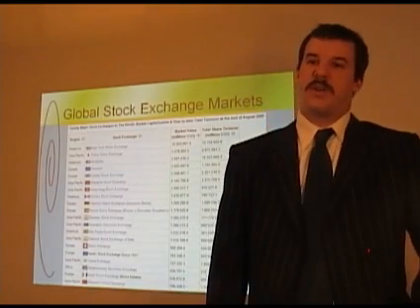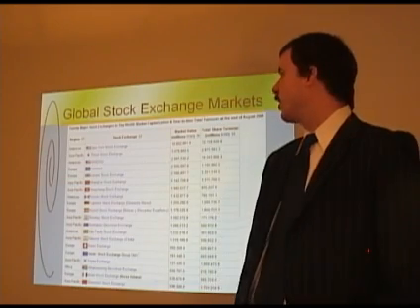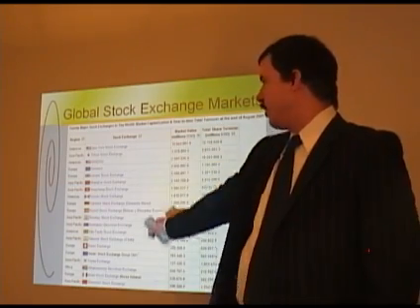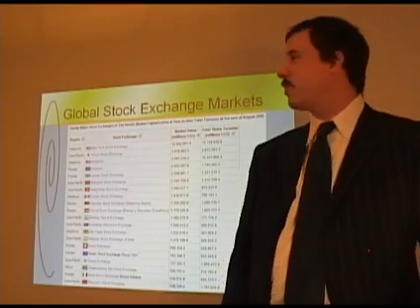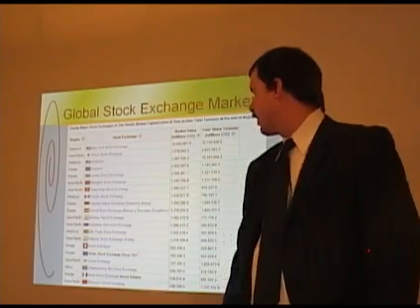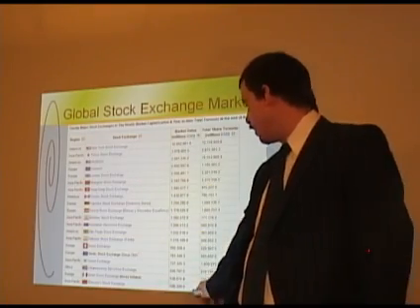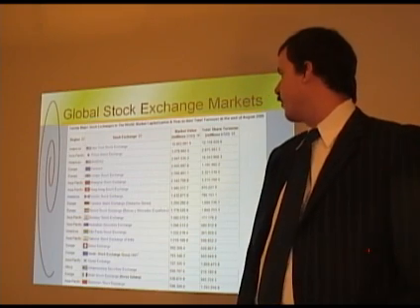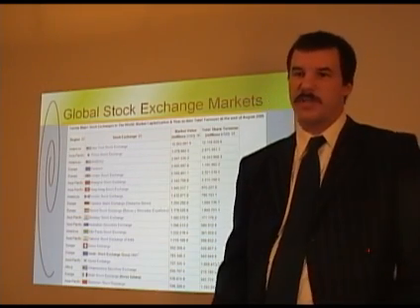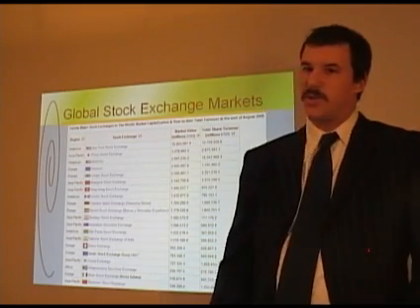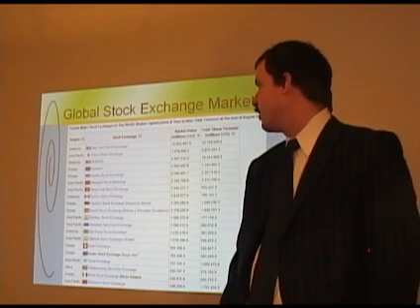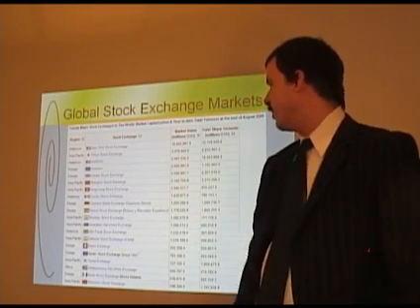Global stock exchange markets. This is a list here of different exchanges that exist in the world. This is, I guess, the top 20, and I have it here arranged by market value. The top one is New York Stock Exchange. The next one down is Tokyo Stock Exchange, and NASDAQ, Euronext, and it just goes down the list here.